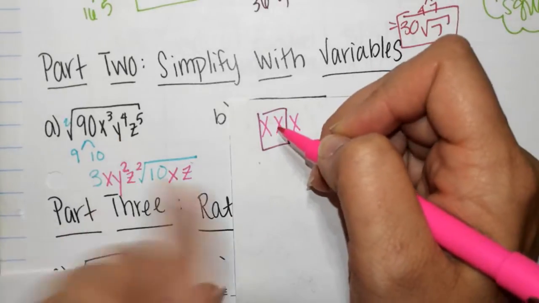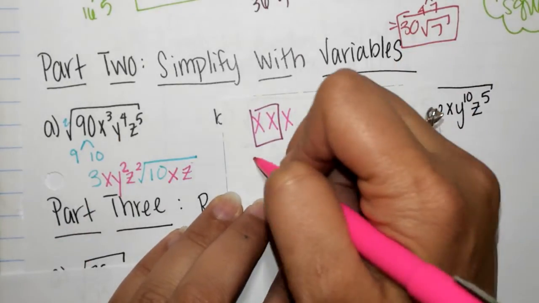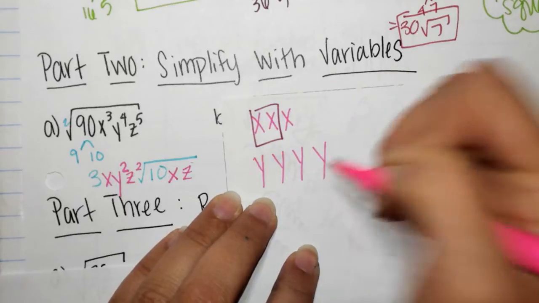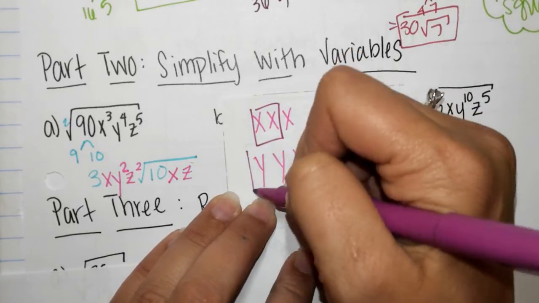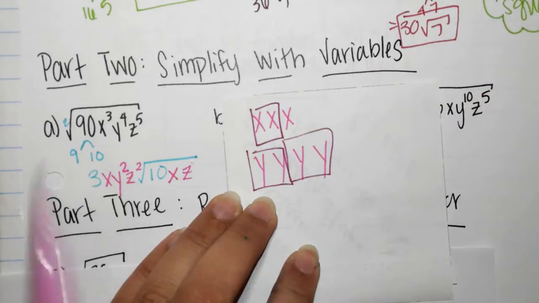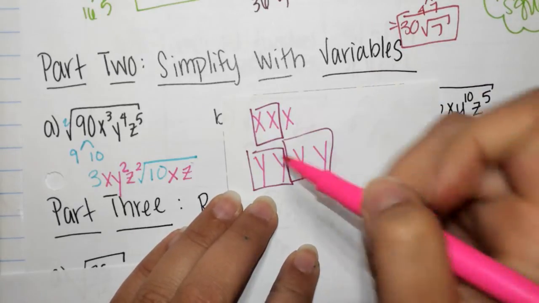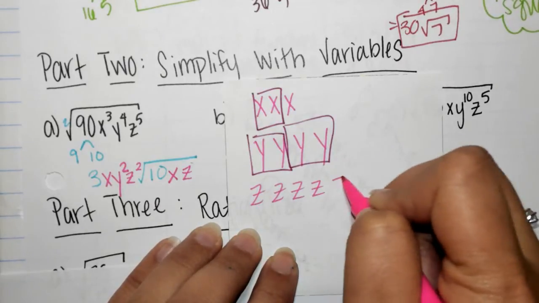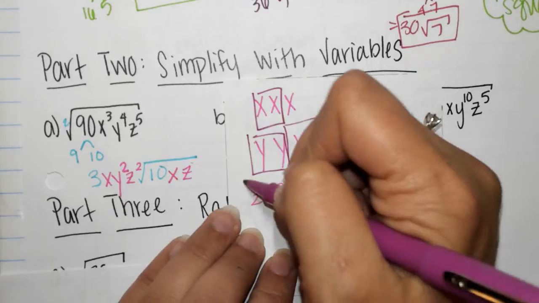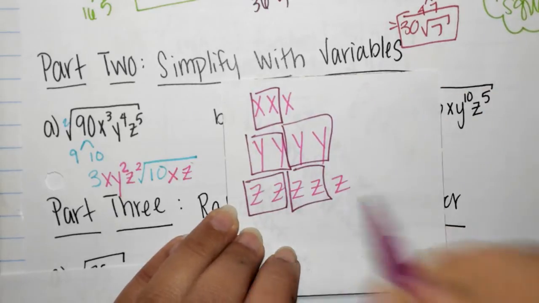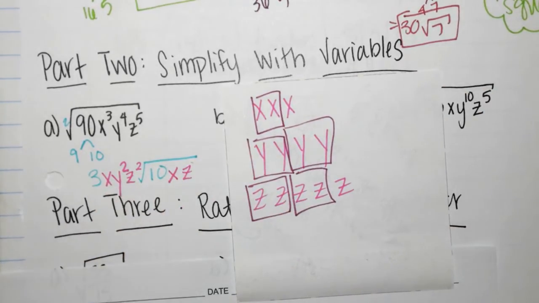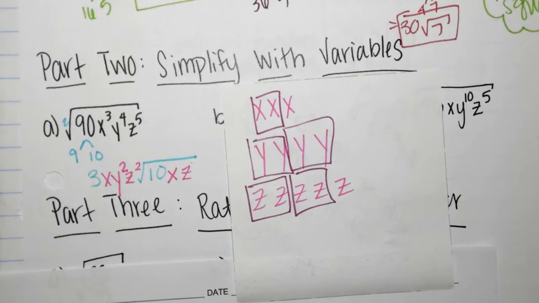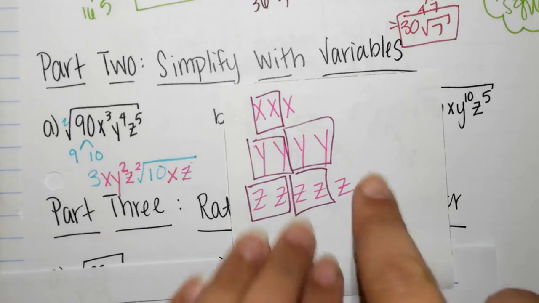Then we have how many Ys? How many sets of 2 do we have? 1, 2. That's why it's Y squared. And then we have how many Zs? 5. All right, and how many sets of 2 do we have? 1, 2, with 1 left over. So that's why it's Z squared with 1 left over. Does everybody understand? So whatever's left over goes under the root.